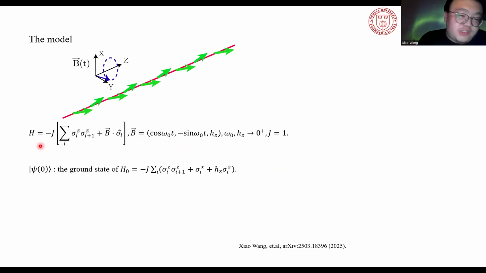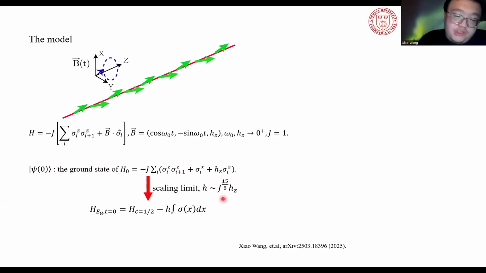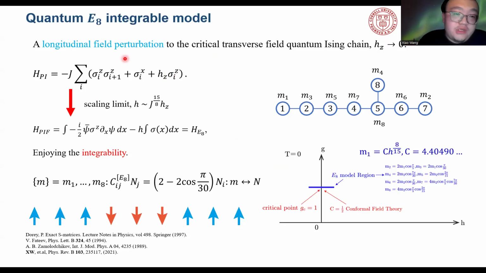So we could first see some basic properties of this model. If I set the time t equal to 0, this is just a critical transverse field quantum Ising chain with a longitudinal field perturbation, where h_z goes to 0. Then if I set the initial state psi_0 equal to the ground state of this initial Hamiltonian, if we take the scaling limit, you will find that this is given by an integrable quantum field theory, which is known as the quantum Ising integral model. I will give a very simple introduction to the integrable quantum field theory, which is the quantum Ising integral model.